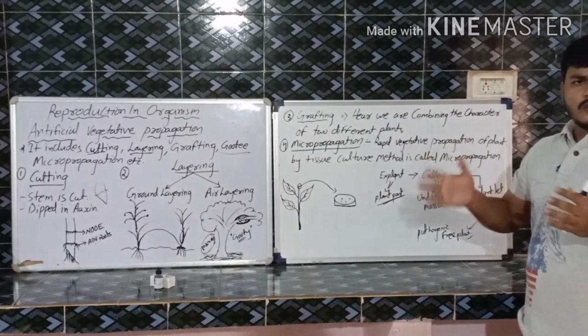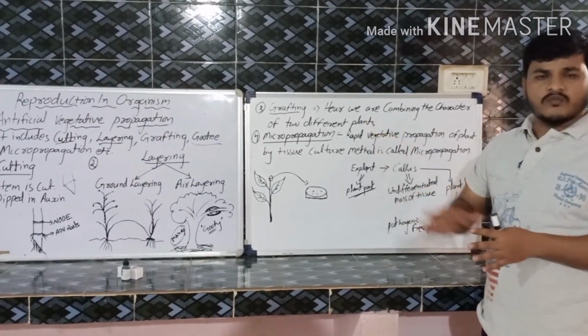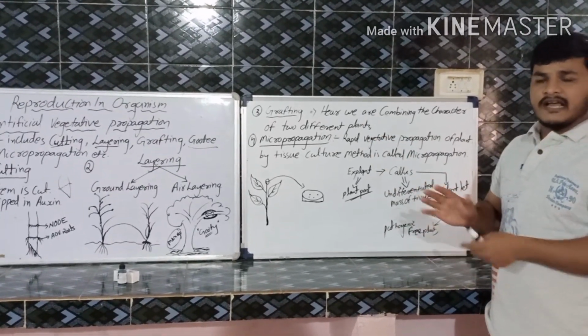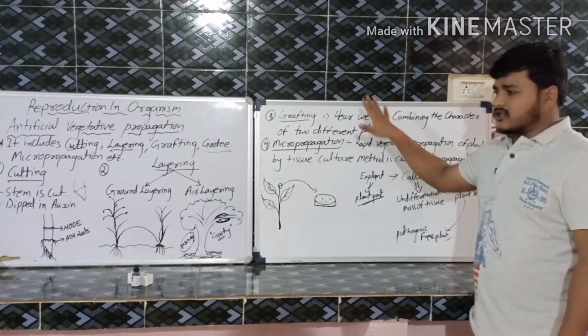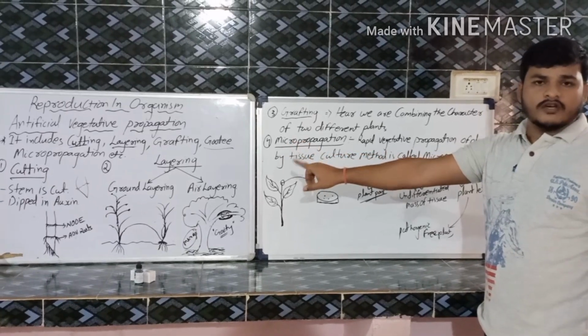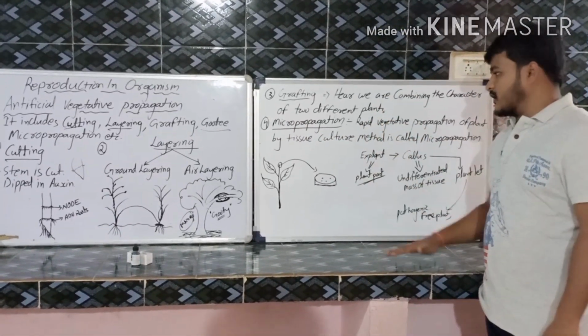Here we combine two different characters in a single plant, and it is also one type of cutting and layering process. And here we are not going to use a single plant; we use two different plants combined, with desirable characters also.